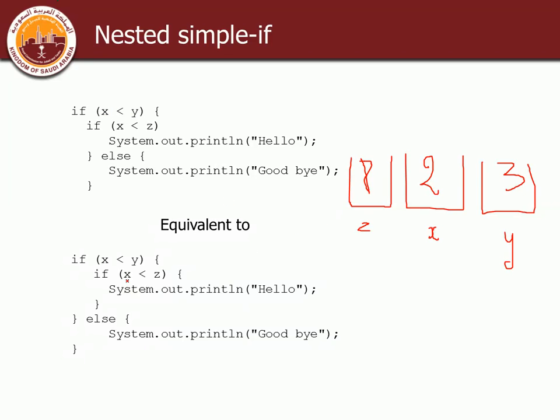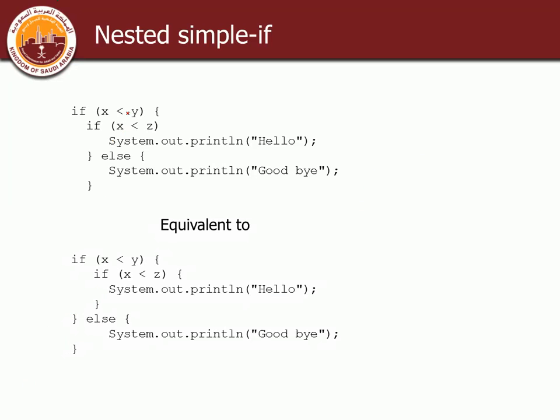So is x less than z? 2 is less than 8? Yes, so I'm going to see hello. I get outside, so it's done. I'm done with this if. Is there anything else? No. So I'm done also with the other one. So I'm going to see hello. So you can see the two codes, one of them is clearer than the other one. Always use the braces. This is your best way to avoid mistakes, especially in the beginning. After that, if you're comfortable, then you can avoid using them if you want.